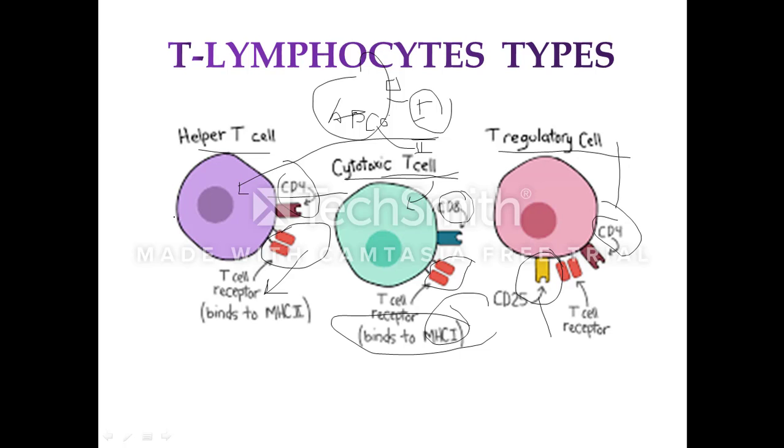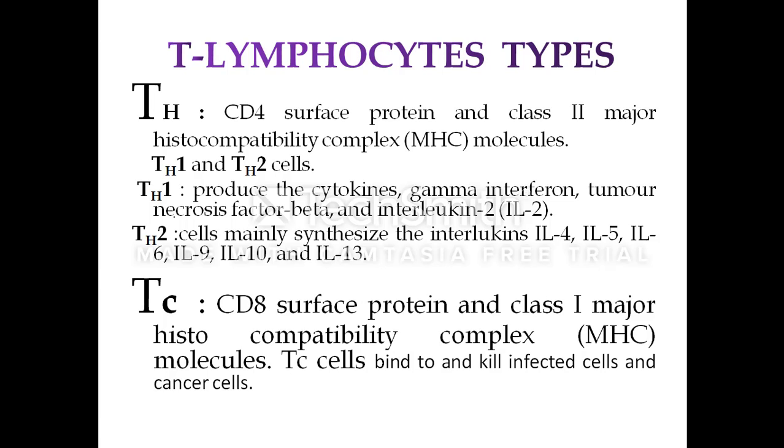These T helper cells and cytotoxic T cells differ in the immune reaction they establish inside the organism. As I told earlier, TH cells have the CD4 surface protein and a T cell receptor that binds the class 2 major histocompatibility complex molecule. These TH cells are further classified into TH1 cells and TH2 cells, that is, T helper cell 1 and T helper cell 2. These are the general subpopulations of the TH cell. They differ in the molecules they secrete.